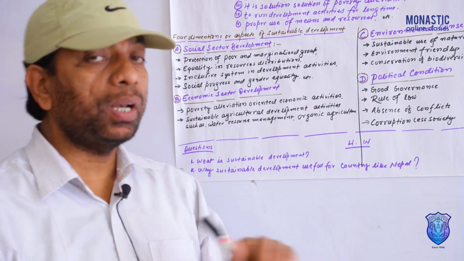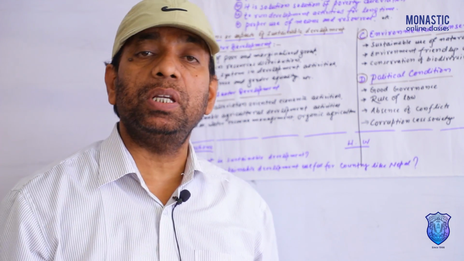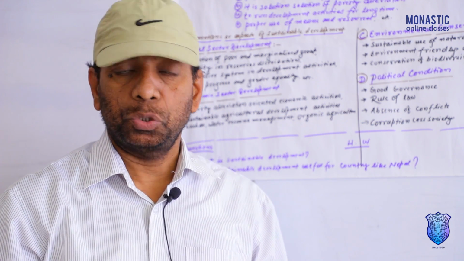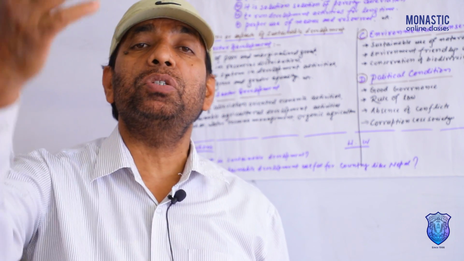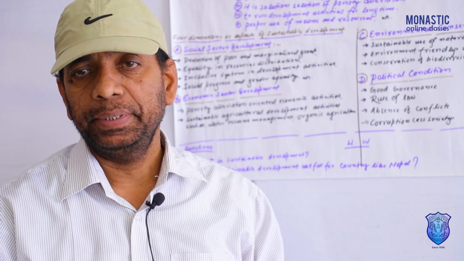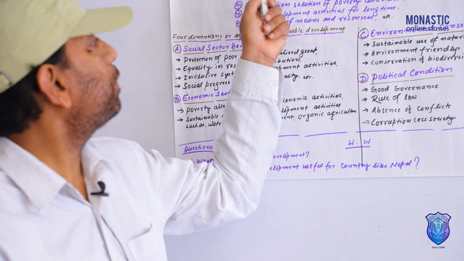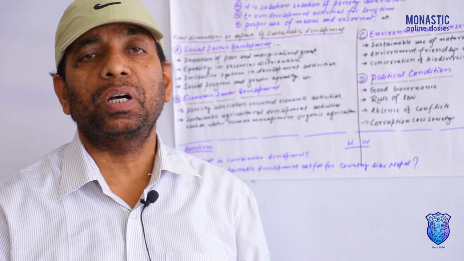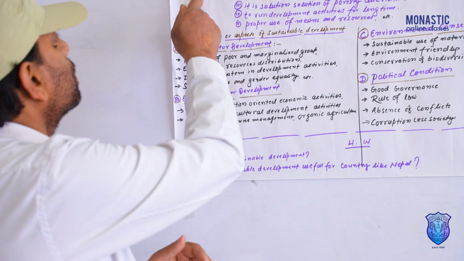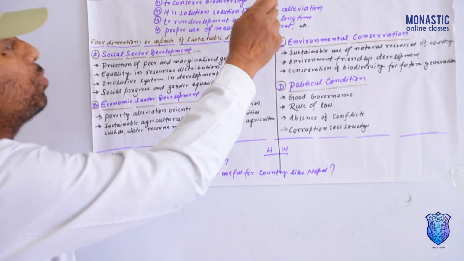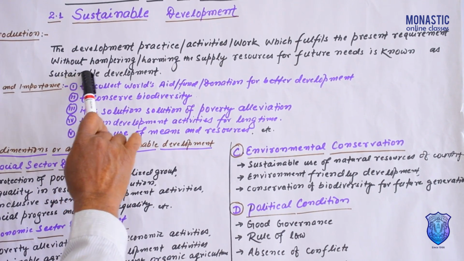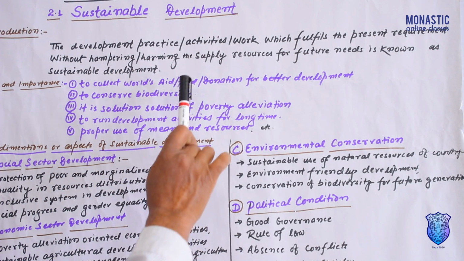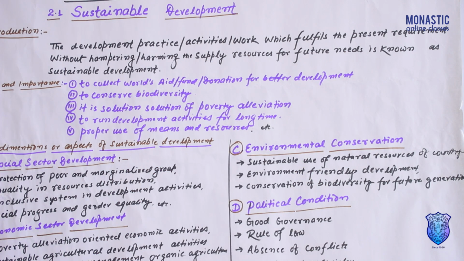If we cut 1 lakh trees, we must plant 3 lakh trees in other places. So today, if we cut down the trees, those 3 lakh trees which will be planted will recover tomorrow. We'll make a balanced environment tomorrow. That is called the way of applying sustainable developmental work. So in introduction, the development practice, activities, and work which fulfill the present requirement without hampering or harming the supply of resources for future need is known as sustainable development.